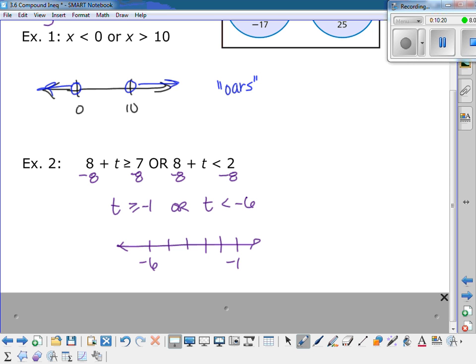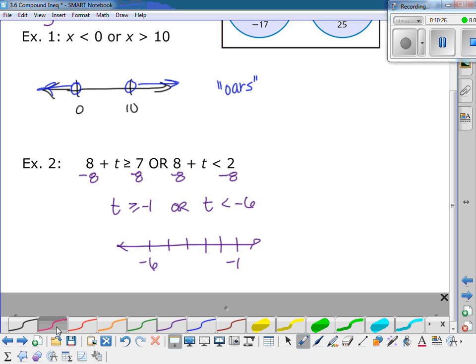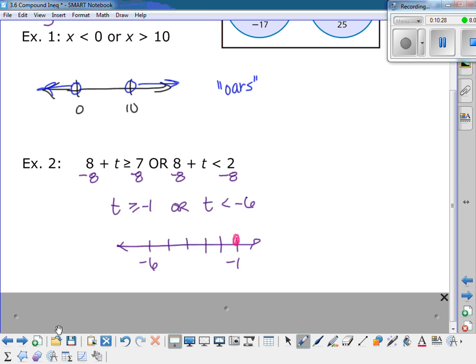Okay, so in this case, the greater than or equal to -1, that one's going to be a closed circle going to the right, and then less than -6, open circle going to the left.